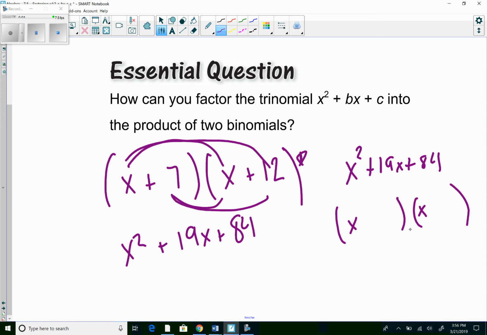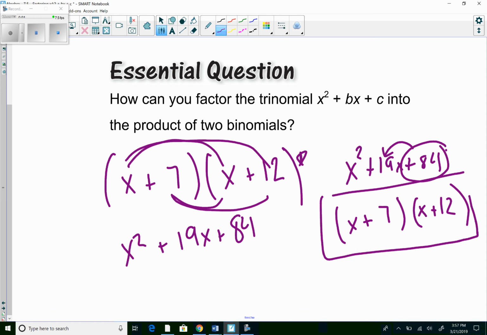So you'd have x and x. We have to figure out, how do I get 84 to turn into 19? Well, that's going to be 7 and 12. And then you're coming up with the two binomials. That is our main goal for today.